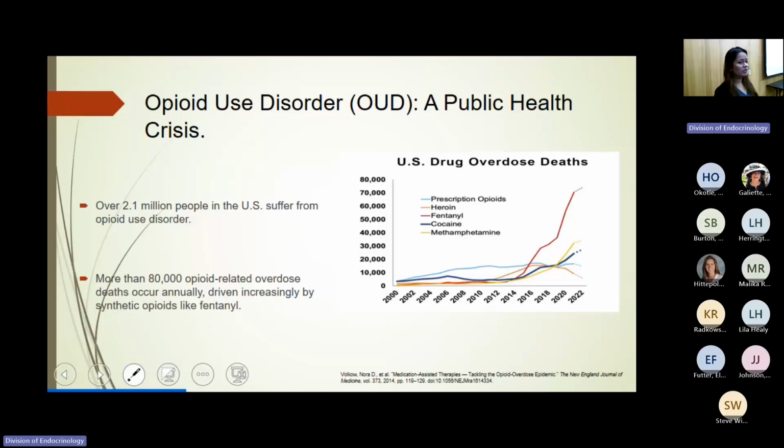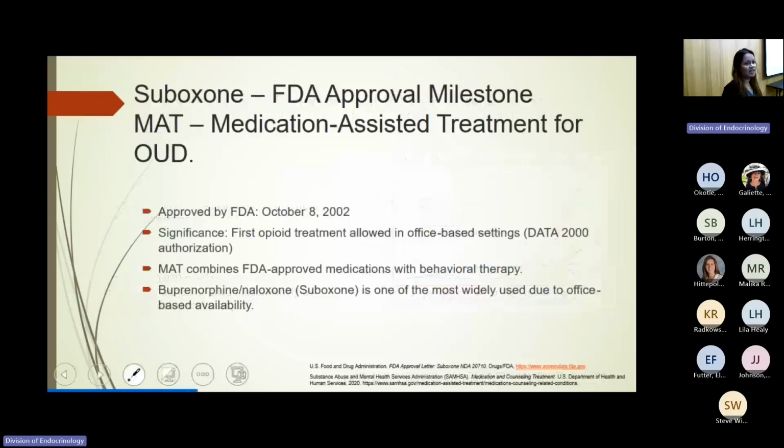Over 2.1 million people in the US suffer from opioid use disorder, and that's increasing every year. More than 80,000 opioid-related overdose deaths occur annually, driven increasingly by synthetic opioids like fentanyl. On the right side, you can see the graph that's only going up. That's the reason we needed something like Suboxone, so that these patients are not dying because of overdose. When Suboxone was approved by the FDA in 2002, it was like a magic drug, thinking this will probably save the day.